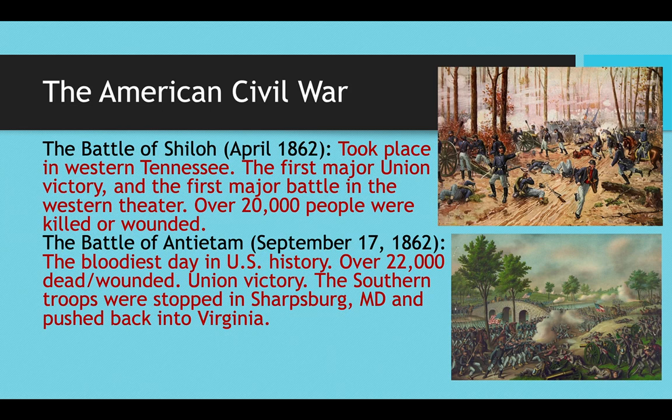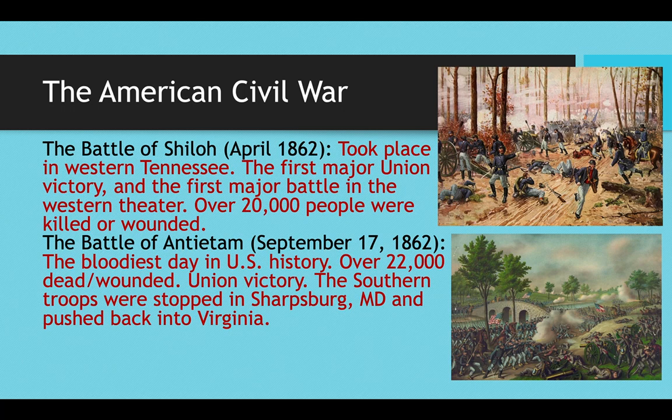Then you have the Battle of Antietam. This was the bloodiest day in U.S. history. More Americans died on this day than on any day in our history. This was September 17th, 1862, and it was a one-day battle. Many of the battles took place over multiple days, maybe even up to a week. But this was just in one day, in a few hours, really. Over 22,000 people were killed or wounded. This was also a Union victory.